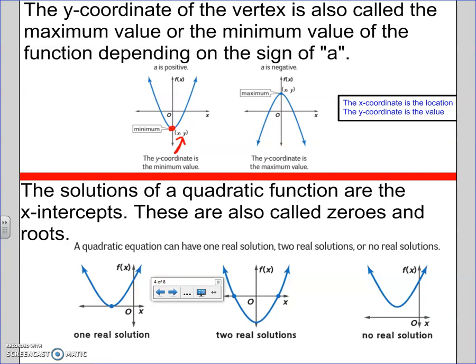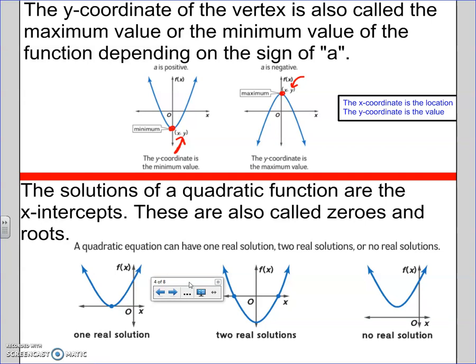If a is negative, that means our picture is flipped upside down, or reflected over the x-axis. That means our U will have a maximum point. Again, the y-coordinate of the vertex is the maximum value. Sometimes they ask for the location. The location is just the x-coordinate. So the x part of the vertex is the location. The y part is always the value.